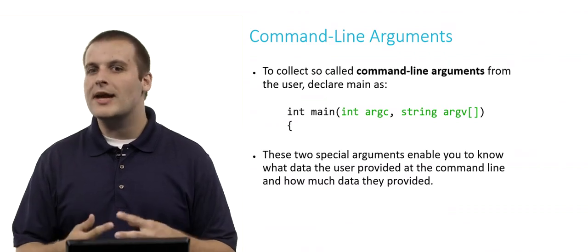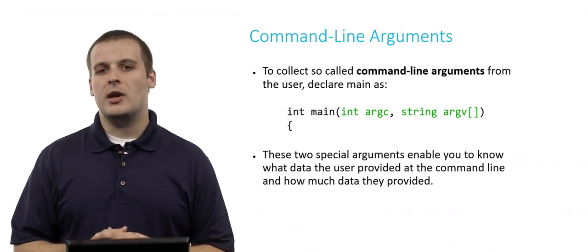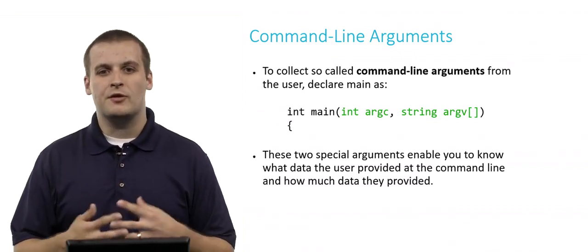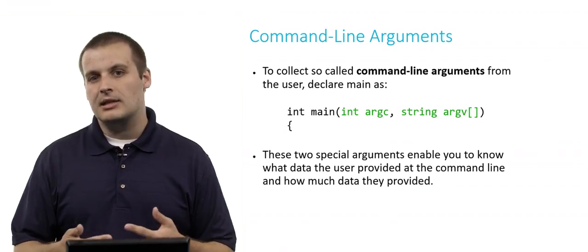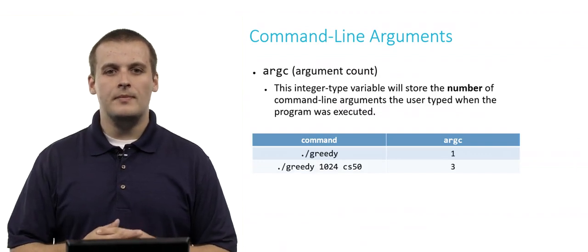It's an array of strings, right? We see that square bracket notation. It's an array of strings. It's not an individual string. It's an array of strings. And these two arguments, argc and argv, enable you to know what data the user has provided at the command line and how many things they provided at the command line. Pretty useful things to work with.